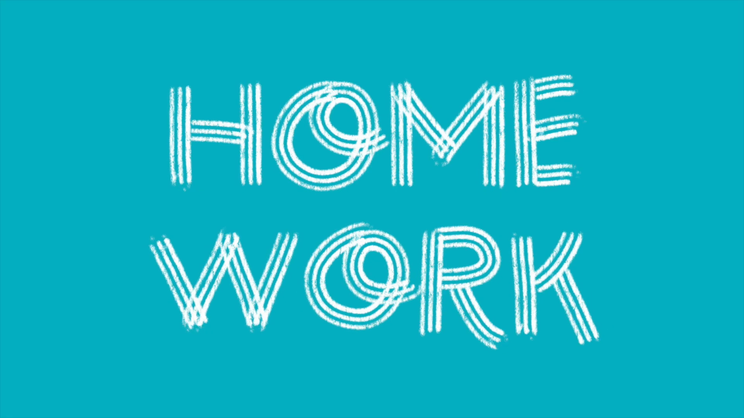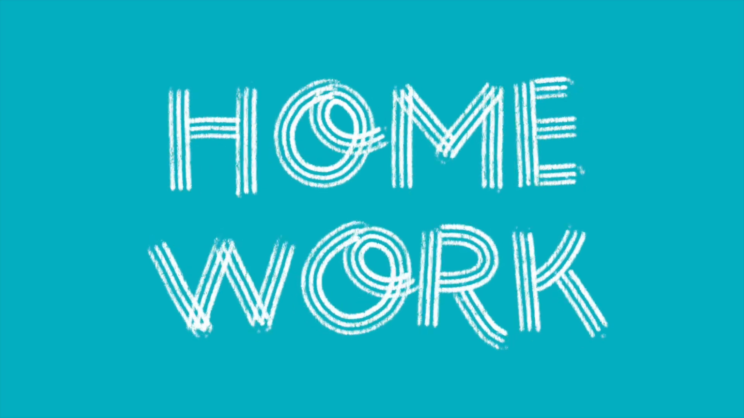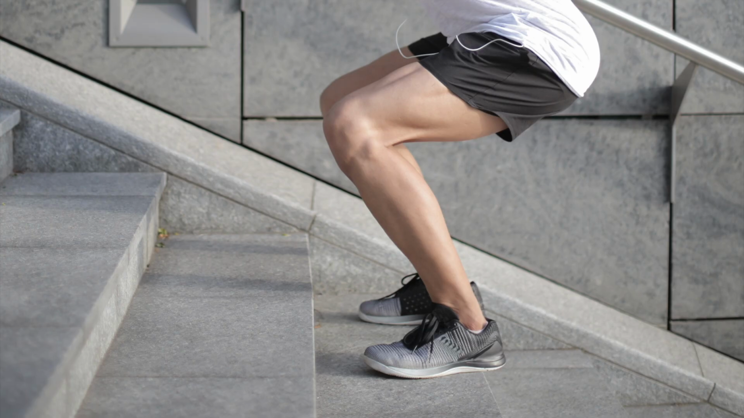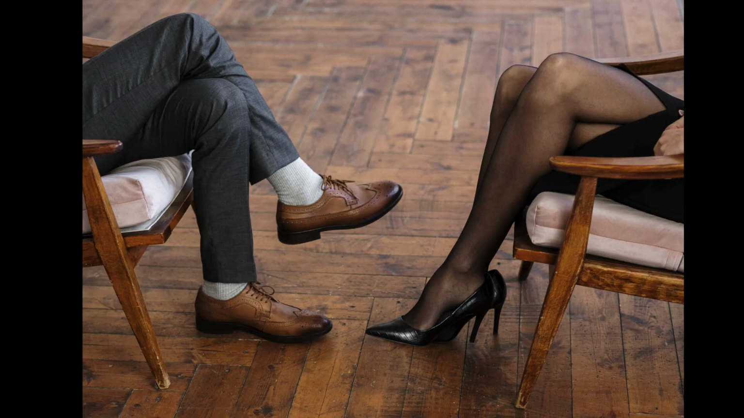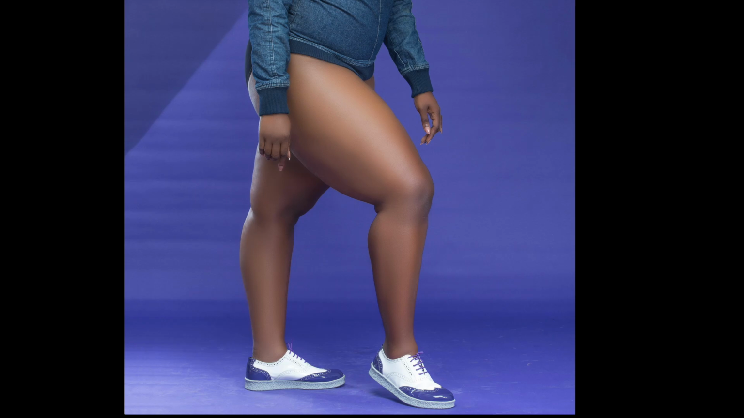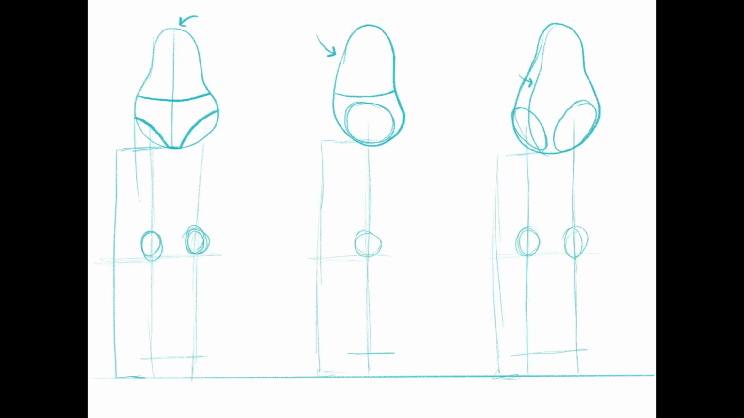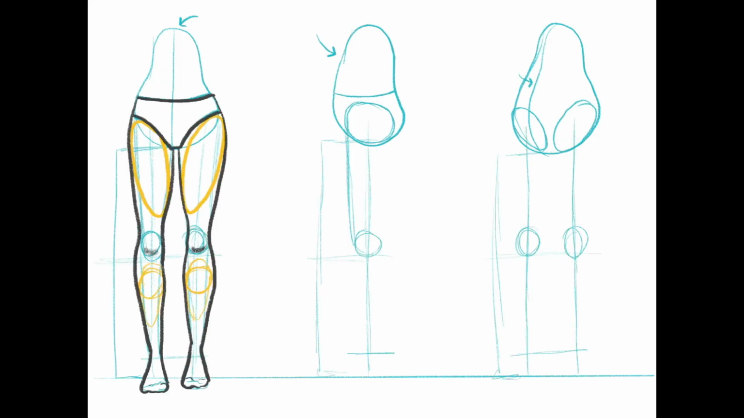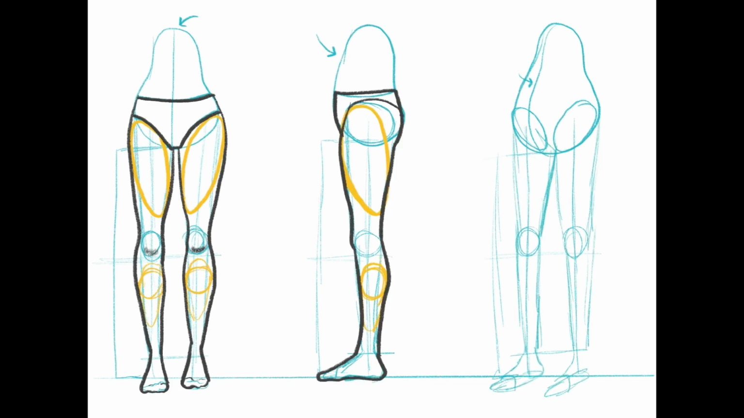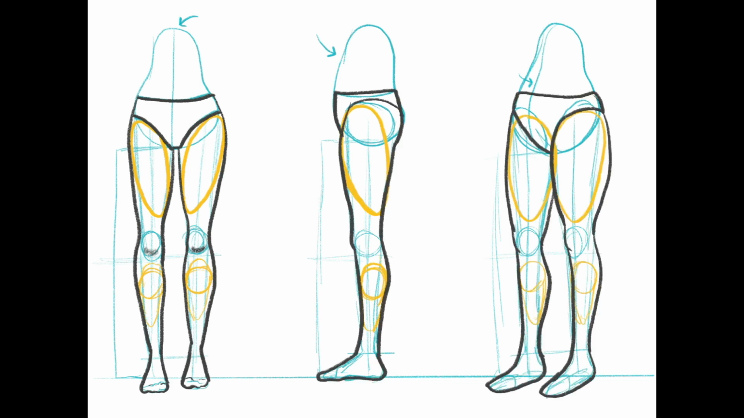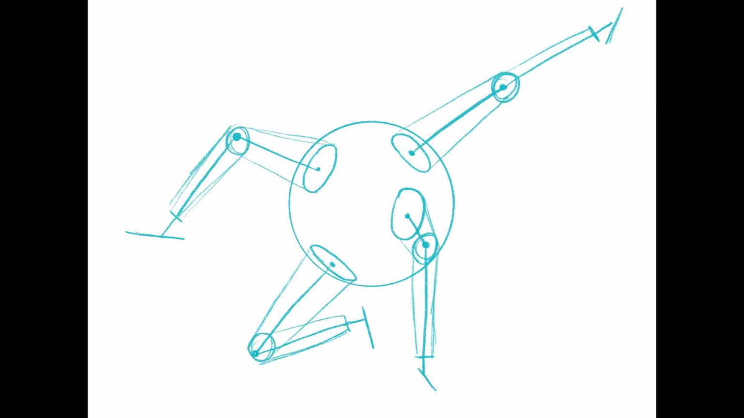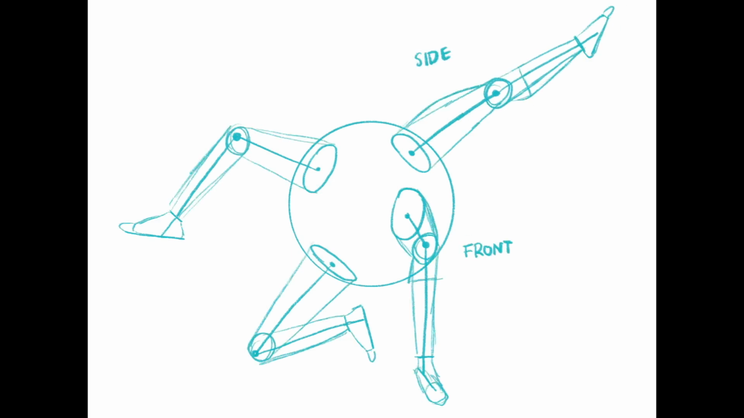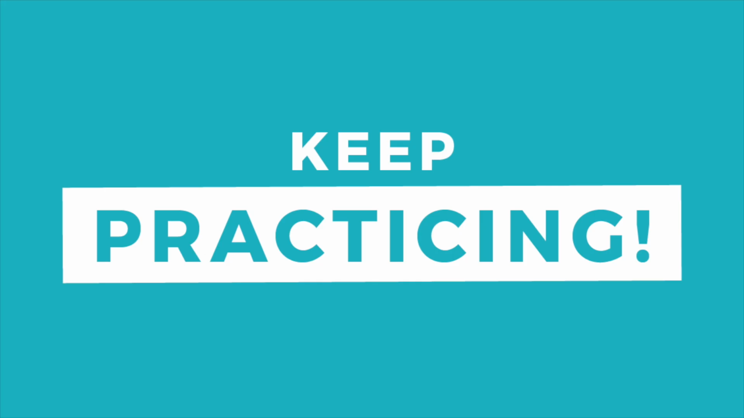Now it's time for you to do your homework. First, observe lots of photos of legs. See if you can identify what angle you're looking at and where the curves are on the legs. Then draw 3 sets of legs like in the tutorial: front facing, side view, and 3/4 view. Then follow the steps to create a ball of legs to practice drawing legs in bent positions and at different angles. As always, the more you practice, the better you will get at it.